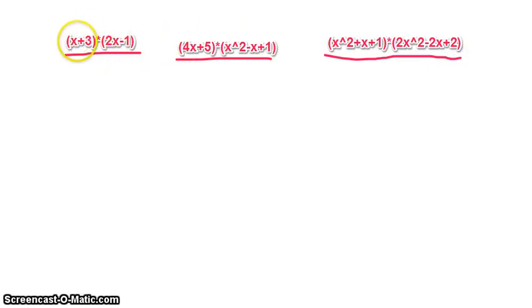So you'd multiply x over to the 2x and x over to the -1, and then you do the same thing with the 3 over to the 2x and the 3 over to the -1. This would end up giving you: x times 2x would be 2x squared, x times -1 would be -x, and then you'd go over to the 3 times 2x would be positive 6x, and then 3 distributed over to the -1 would be a minus 3.